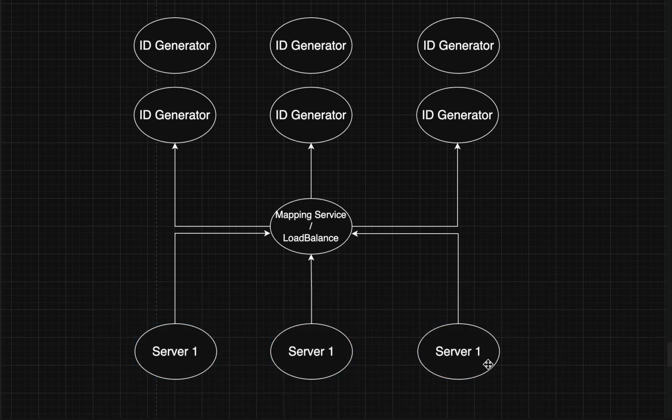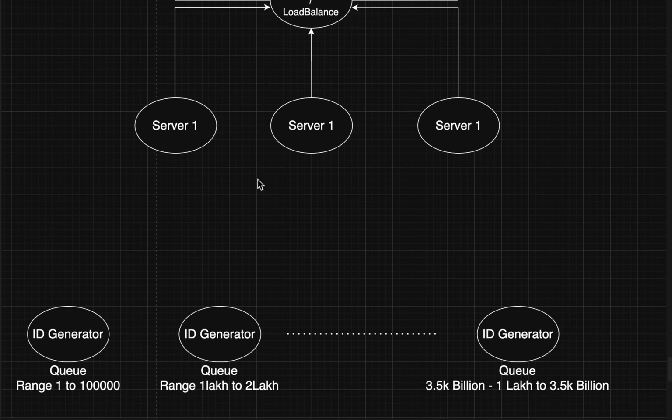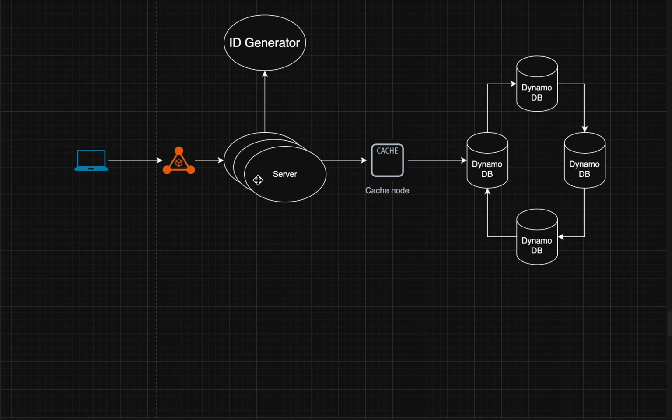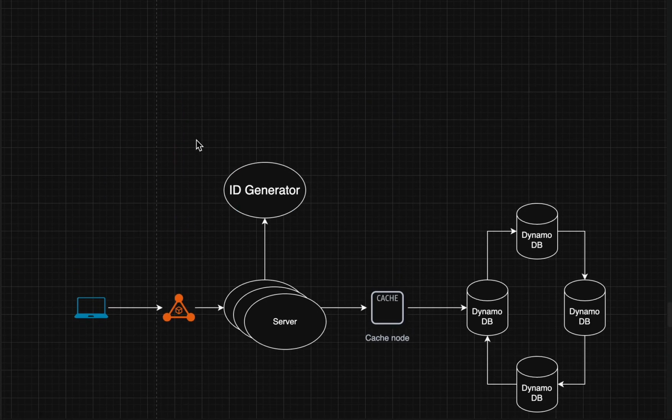So we'll take care that every instance of the server hits only its ID generator instance, through this mapping service. Like this, if one ID generator goes down, the mapping service can assign it to another ID generator, and I think it will fulfill our needs, and this approach will be the most optimized way.